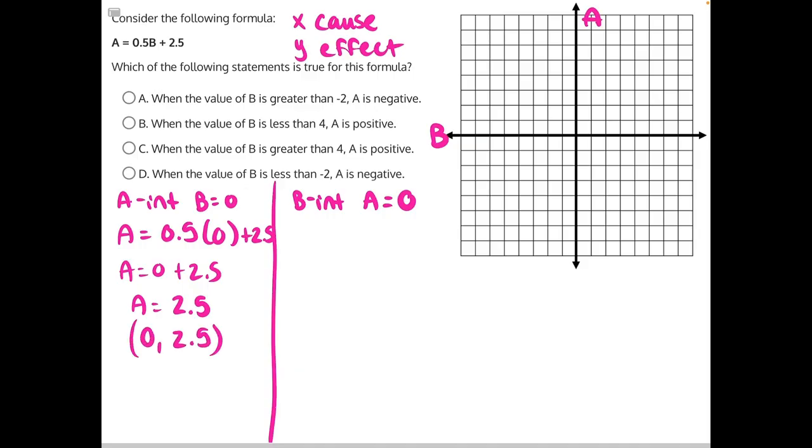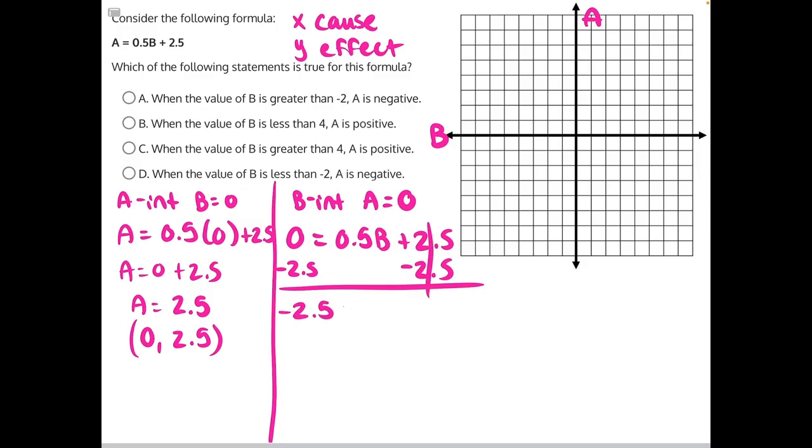Then for our B-intercept, we would have A is equal to 0, and that's equal to 0.5b plus 2.5. We'll do opposite operations, subtract 2.5 from both sides. These will cancel, leaving us with negative 2.5 is equal to 0.5b. Then 0.5 is being multiplied by b, so the opposite operation is to divide both sides by 0.5.